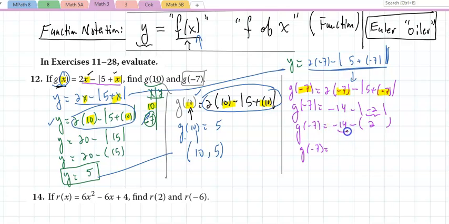And if you take negative 14 minus 2, that's negative 16. There's my answer. What this is saying is, when x equals negative 7, y equals negative 16, nothing more. It's a point on the graph.